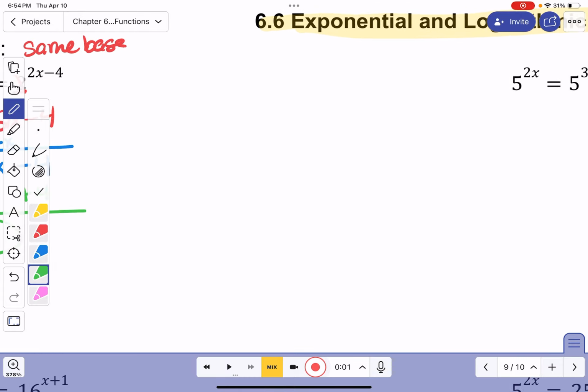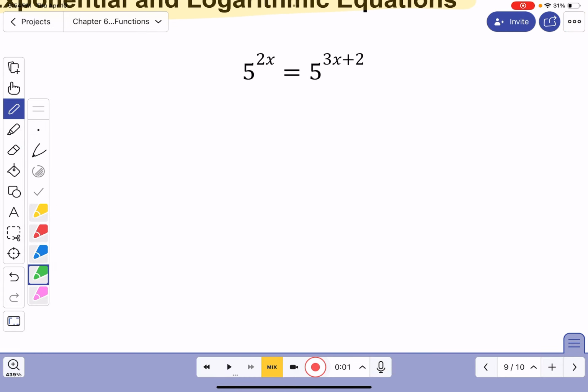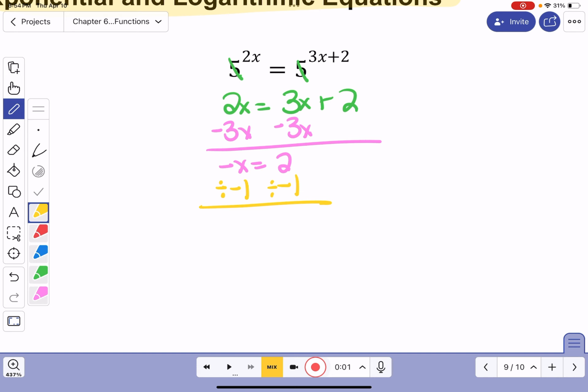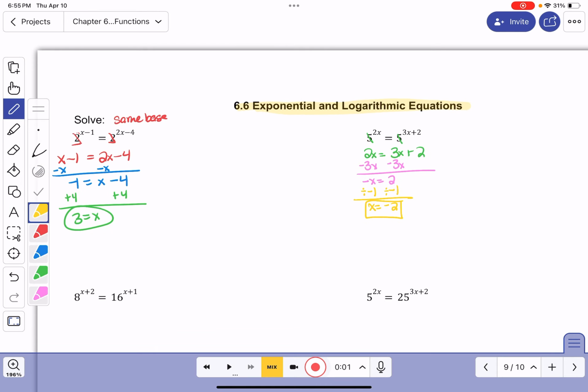So let's look at this one. We have the same base, so we can ignore them and say 2x equals 3x plus 2. Now to solve this, I can subtract 3x from both sides, so I get negative x equals 2. And we need the x to be positive, so I'm going to divide by negative 1. So I get x equals negative 2. So when the base is the same, it's pretty straightforward.